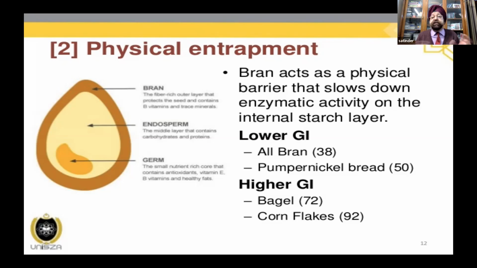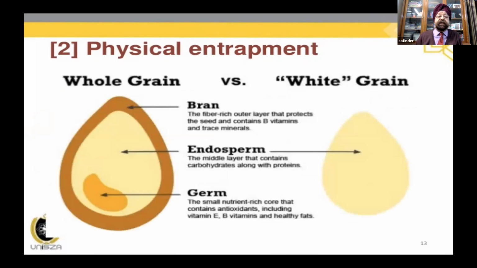Higher GI, the staple diet in the West, white bread, is a very refined flour kind of baked item. And cornflakes, a very gross example, because they are very refined, without any kind of bran, have a very high GI. Again, the physical entrapment shows that if you refine, the bran is lost and the starch, uncovered, becomes a very high GI product.